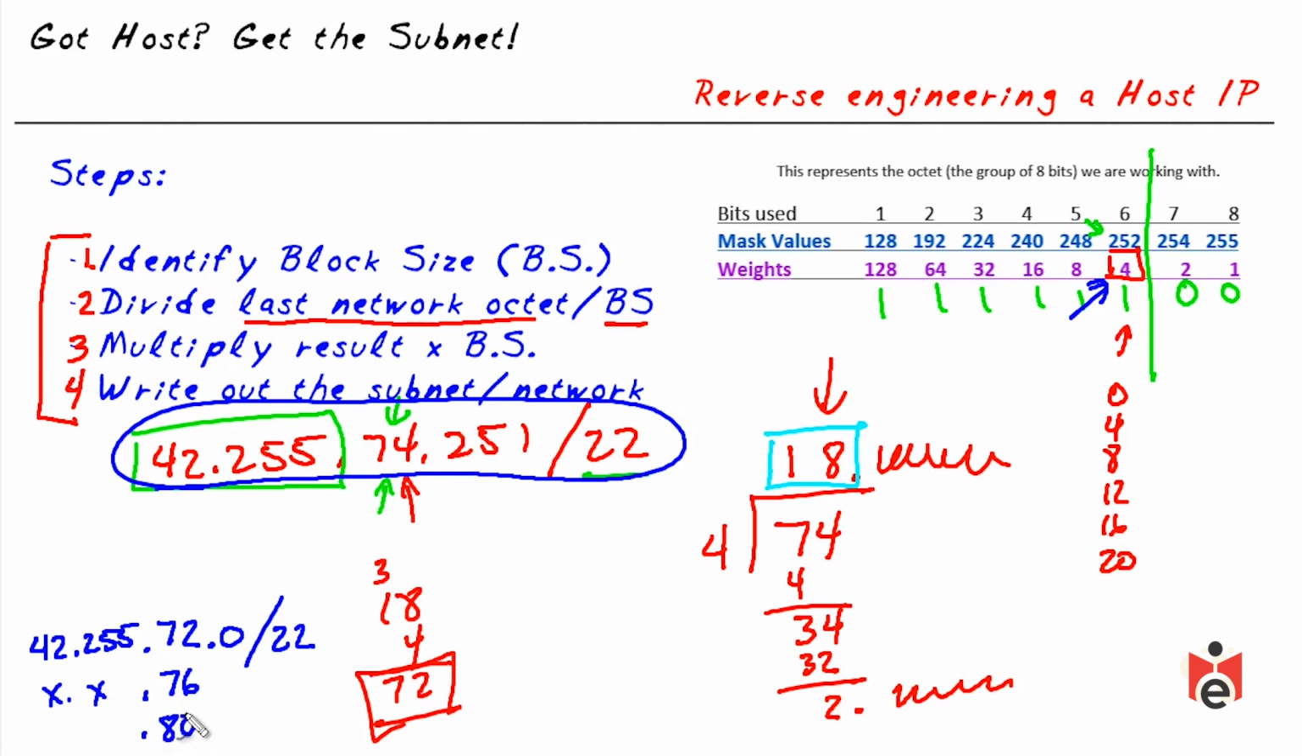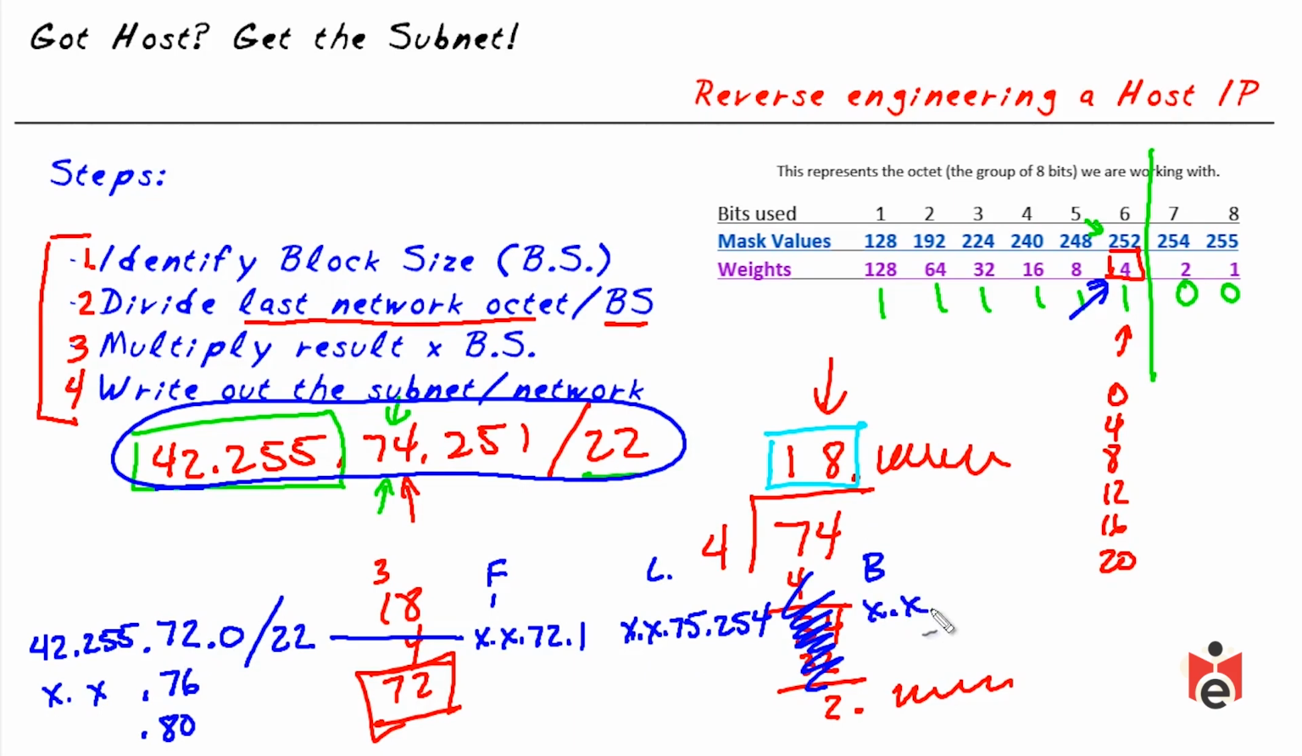So to calculate the range for the 72 network, the first valid host, I'll put F right here for first, is going to be x.x.72.1. The last valid host on this 72 subnet is going to be the next subnet value minus 2. So when we're in this third octet, it's going to be x.x.75.254. That's the last valid host. And the broadcast address for that 72 subnet is going to be x.x.75.255, which is one below the next subnet. And then we're off to the next subnet, which is subnet 76.